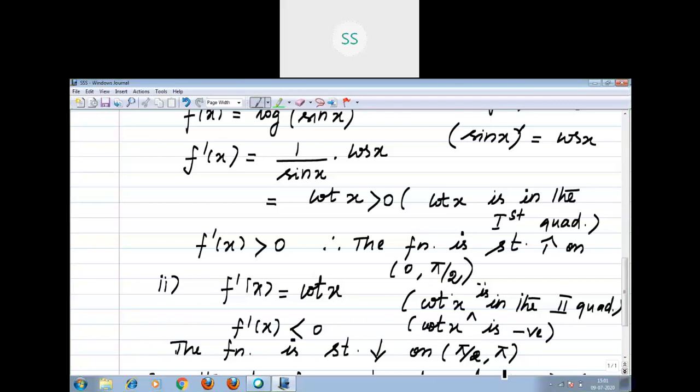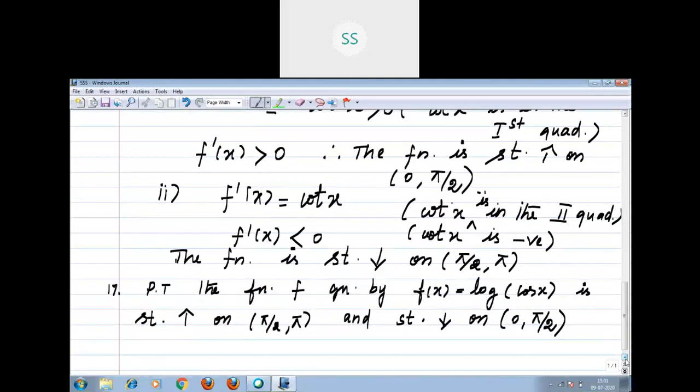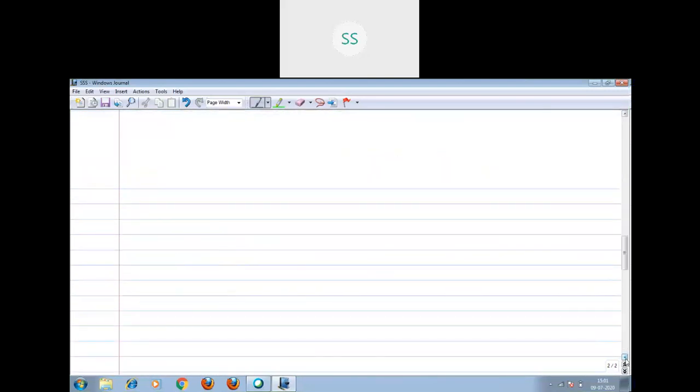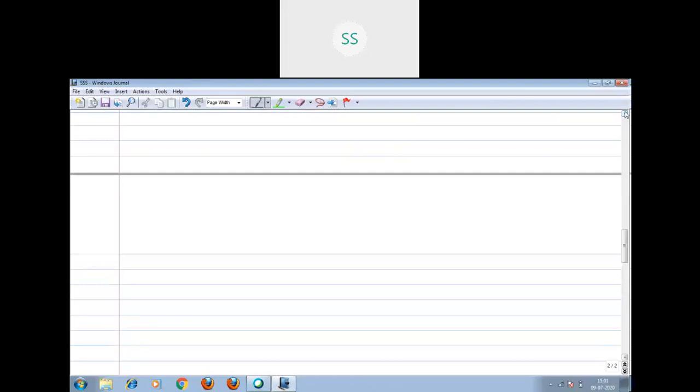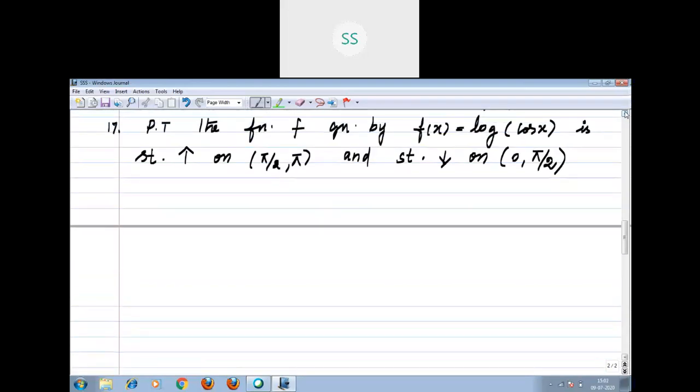Now I'm going to move to the next question. What is the next question you see? Prove that the function f given by f of x equal to log of cos x is strictly increasing on pi by 2 comma pi, strictly decreasing on 0 comma pi by 2. The same way as the previous question, how we did.